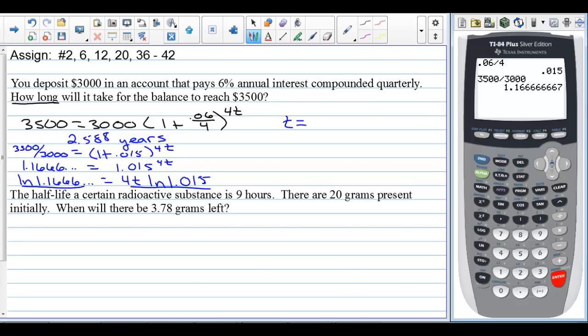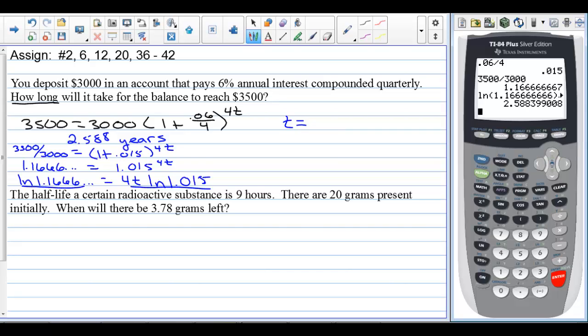So the time, now it should say 2.588 years. So we have the natural log of 1.16 repeating, so let's put a bunch of 6's in, divided by 4 times natural log of 1.015. Whoops, I missed the 0. 0.015. And there it is, at 2.588 years. So it's the same answer, it should be.